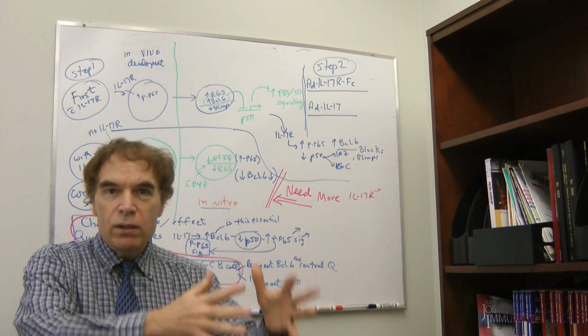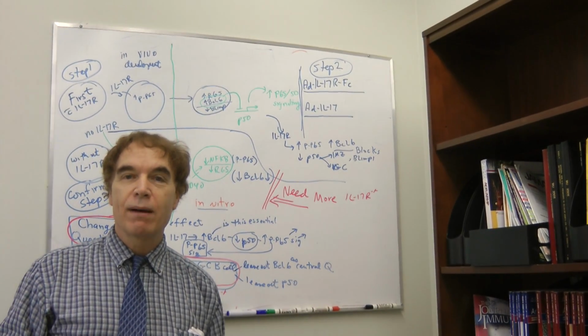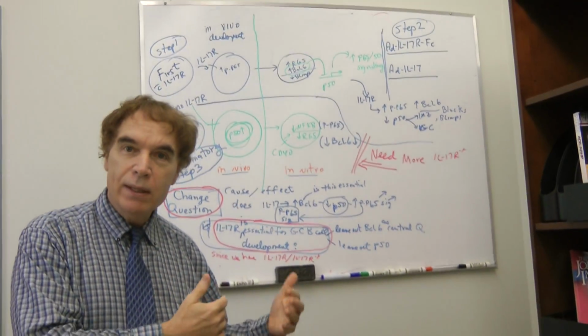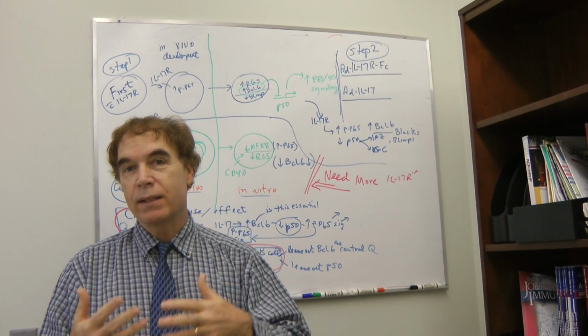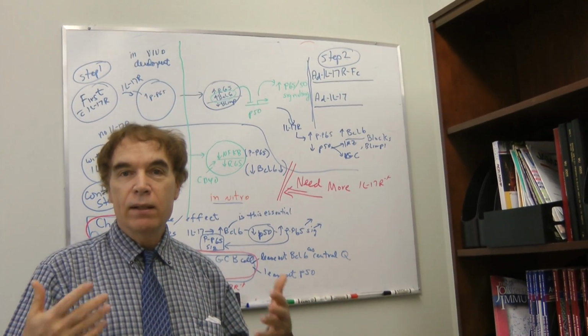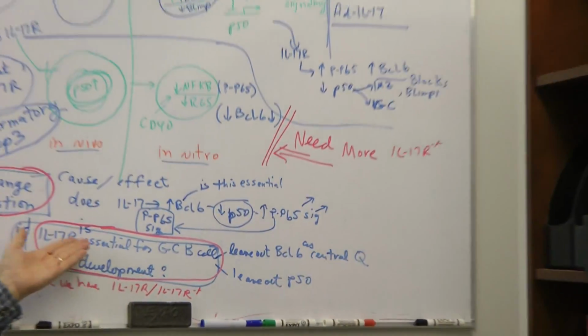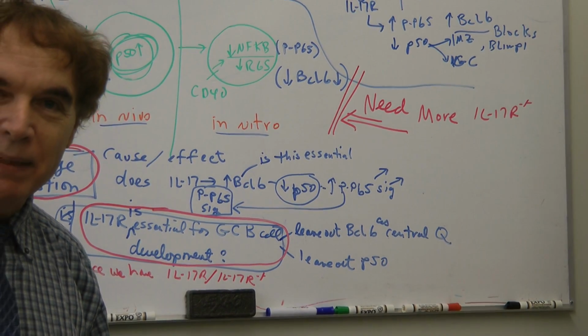So instead of doing that, jump right into the middle of what gave us the idea to begin with, and that was the IL-17 receptor knockout mice. And then you just study IL-17 receptor intact mice, signaling P50, and IL-17 receptor knockout mice, signaling P50, development, and you come up with the following title: IL-17 receptor is essential for germinal center B cell development.